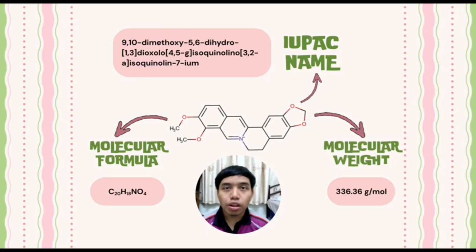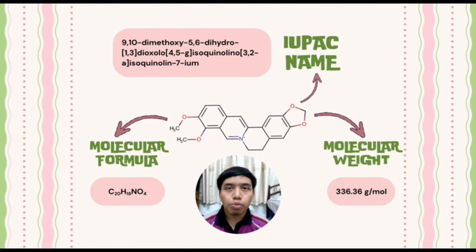Before we dive into the spectroscopy of berberine, we need to know the identity of berberine itself. It has the IUPAC name 9,10-dimethoxy-5,6-dihydro-[1,3]dioxolo[4,5-g]isoquinolino[3,2-a]isoquinolin-7-ium, and it has a molecular weight of 336.36 grams per mole. The molecular formula is C20H18NO4. That's all for the identity.